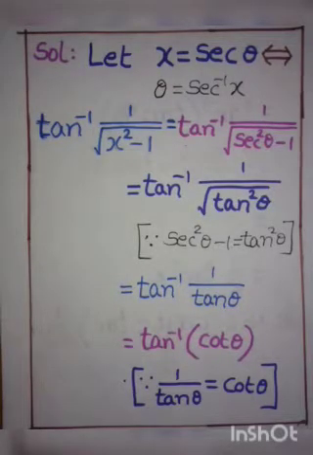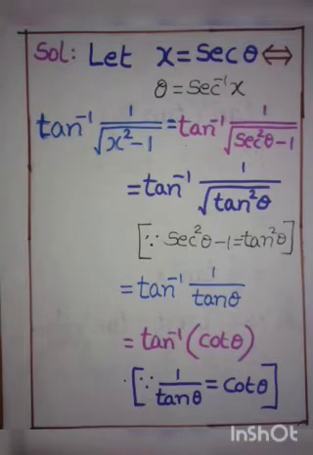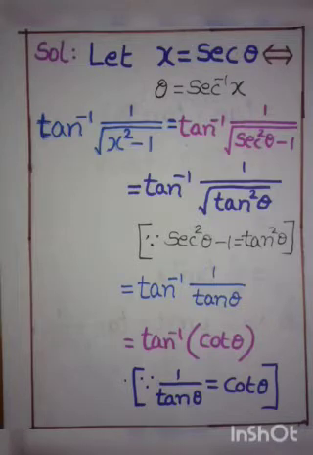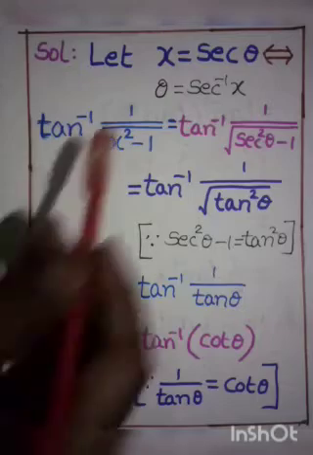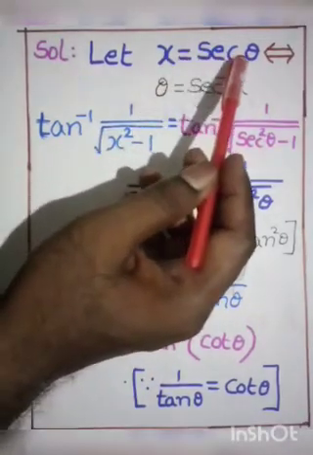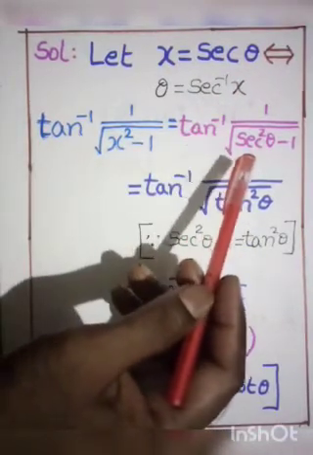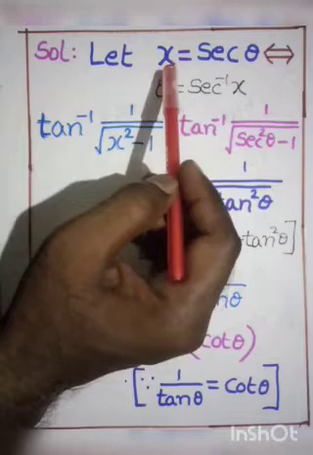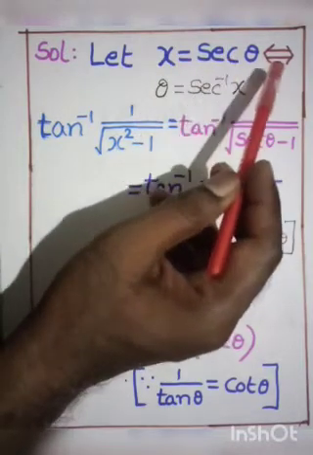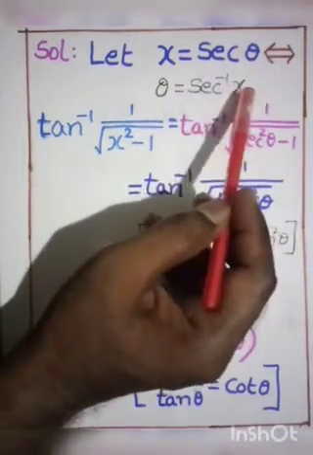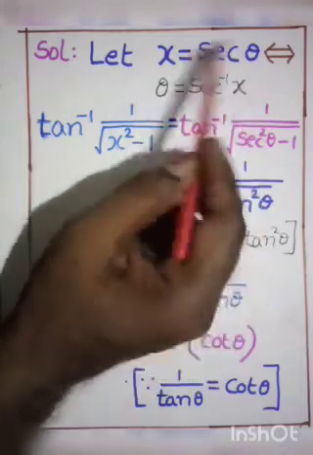Here also we use the substitution technique. Means we have to substitute a suitable trigonometric function to get a trigonometric identity. So to write the given inverse trigonometric function in the simplest form, we are substituting x is equal to secant theta. If you substitute x is equal to secant theta, we get a trigonometric identity. That is why we are taking x is equal to secant theta, which implies theta is equal to secant inverse x. Understood this step, my dear children?